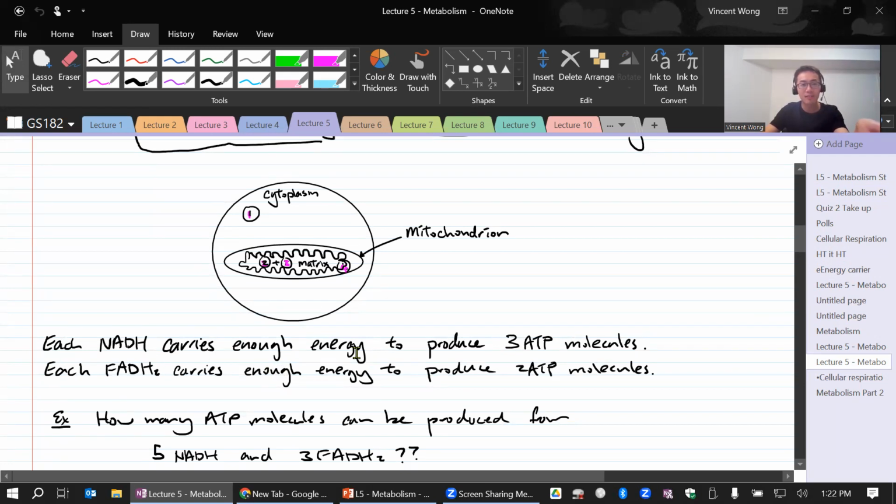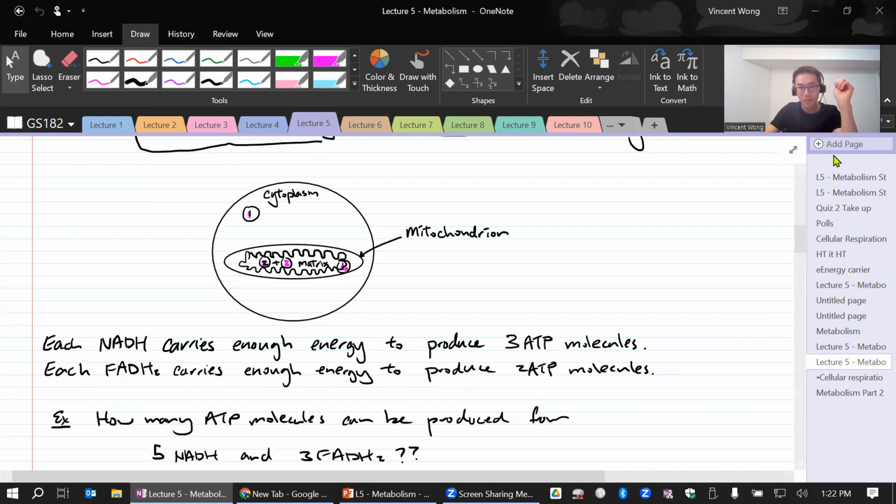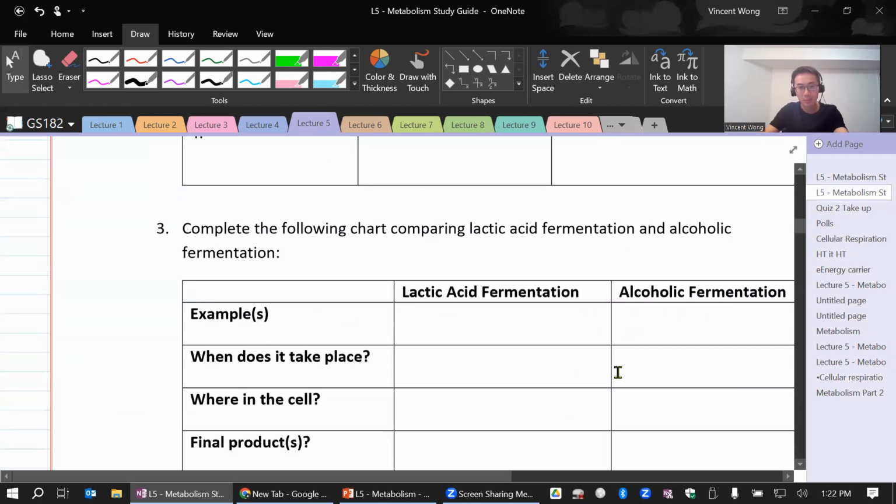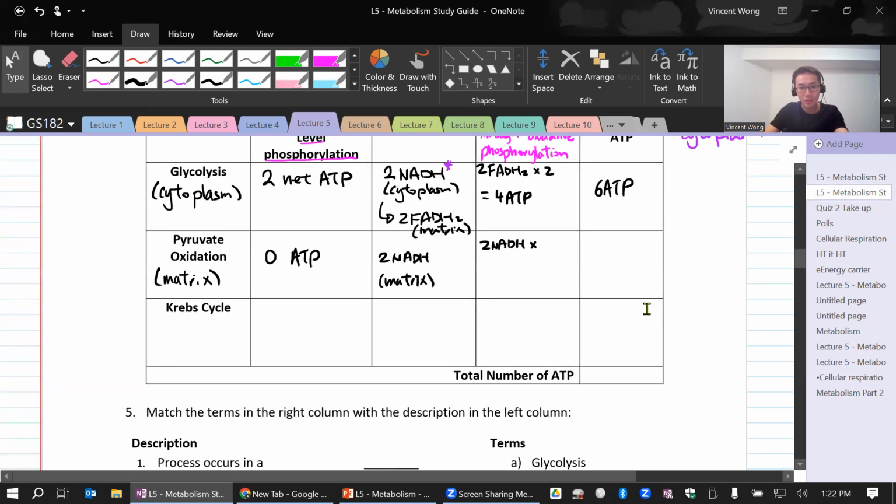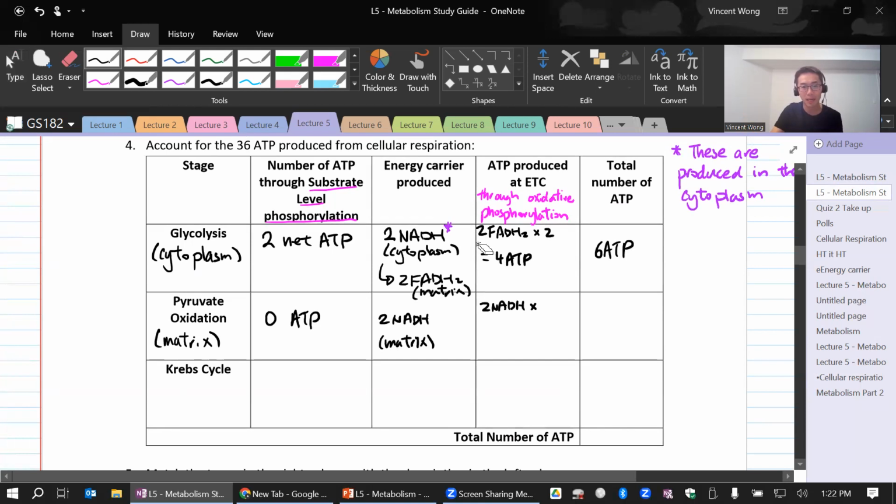Each NADH carries enough energy to produce 3 ATP. Each FADH2 carries enough energy to produce 2 ATP. 3 ATP for NADH, 2 ATP for FADH2. So if we go back to here, because we are talking about NADH, we are going to multiply it by 3. So that gives me 6 ATP. In total, we would have 6 plus 0, which is 6 ATP.